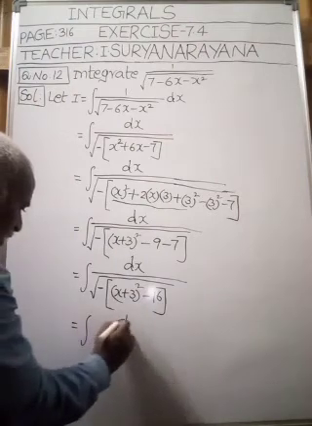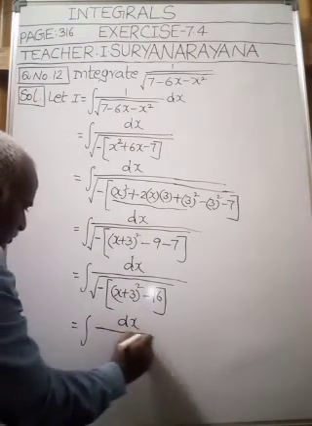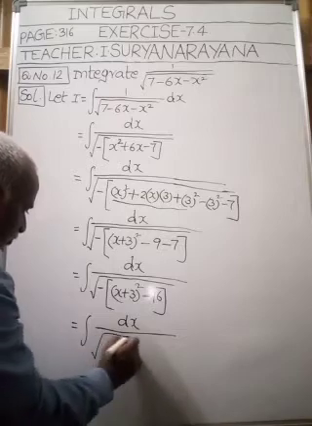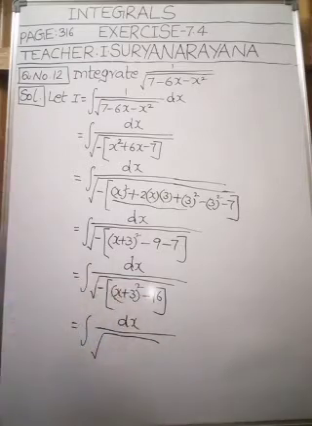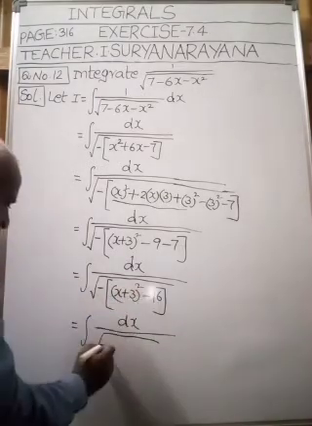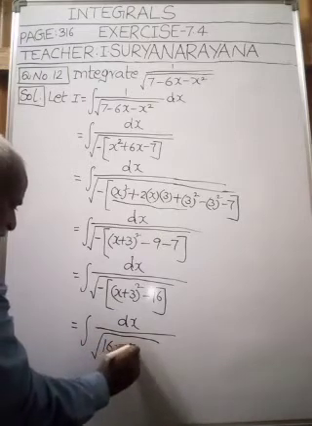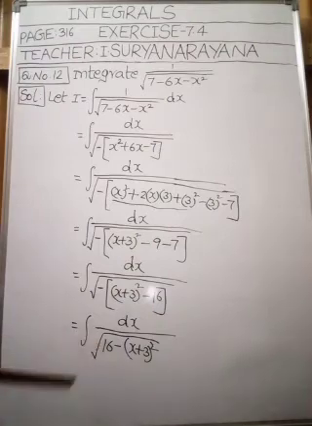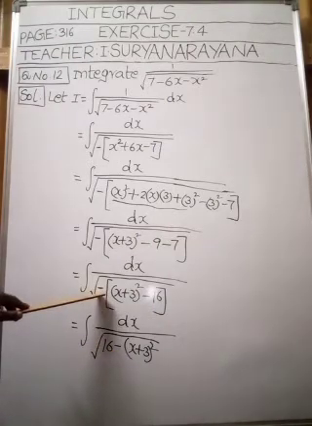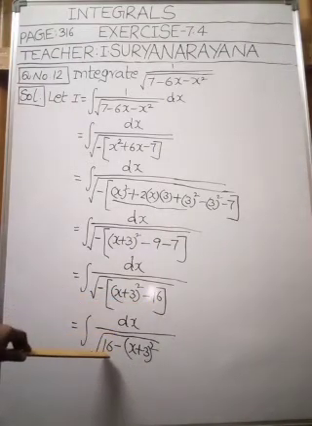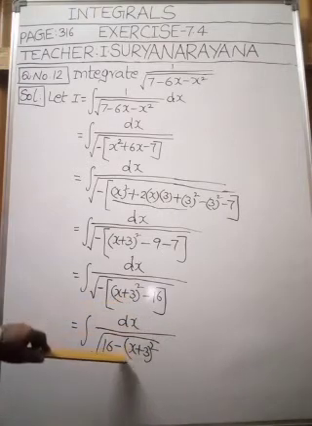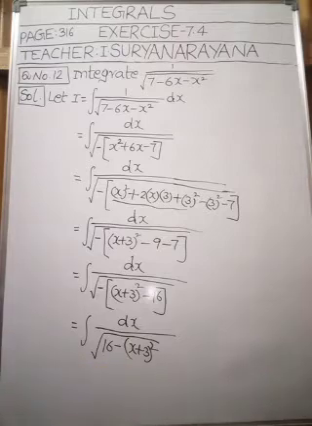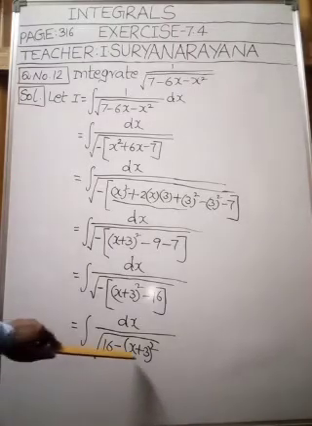Integral dx by square root of, we just interchange the terms, that is 16 minus x plus 3 whole square. Okay, my children, we multiplied by minus, so the negative term becomes a positive term and the positive term becomes a negative term. Do you remember these rules, my children? Right. So we got it like this.